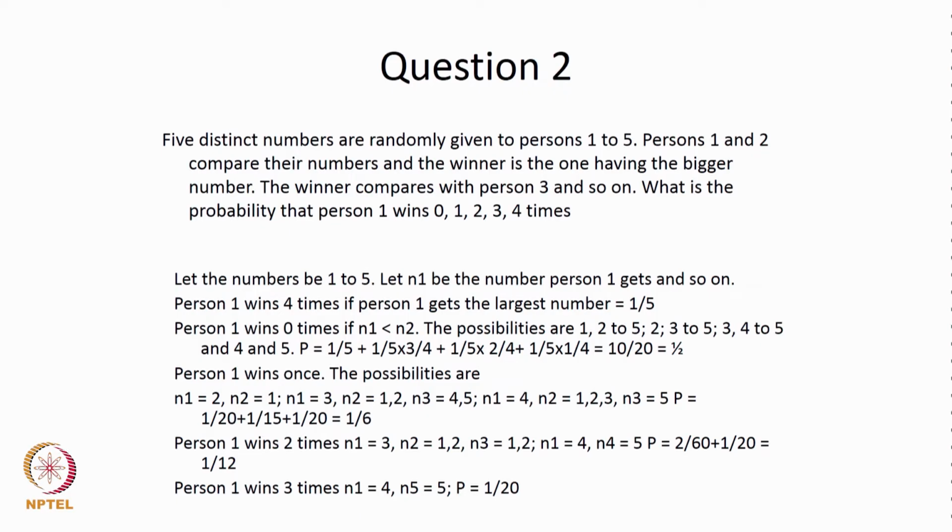Person 1 wins 3 times, means person 1 gets value 4 and the 5th person gets the number 5, so that finally in the 4th comparison person 1 will lose and therefore would have won only 3 times. There is only one case and therefore the probability is 1 by 20.